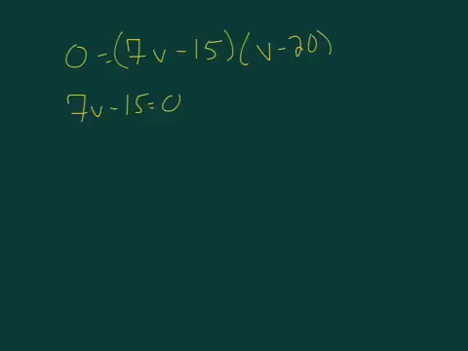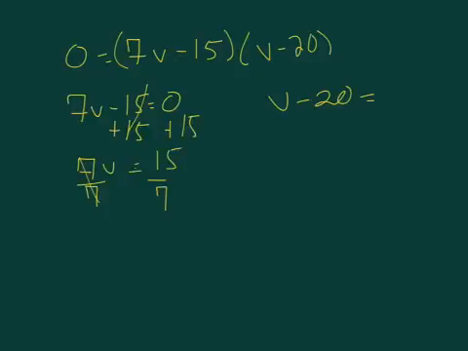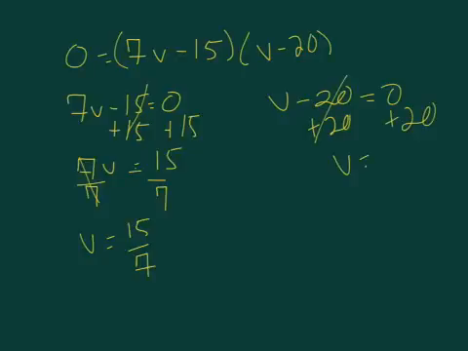Alright, so we said we had 0 equals 7v minus 15 and v minus 20. So we set each of those equal to 0 and solve. So 7v minus 15 equals 0, and v minus 20 equals 0. So let's see, add 15, 7v equals 15, divided by 7, divided by 7. This gives us v equals 15 over 7. And the other one gives us v equals 20. So here are our two solutions.